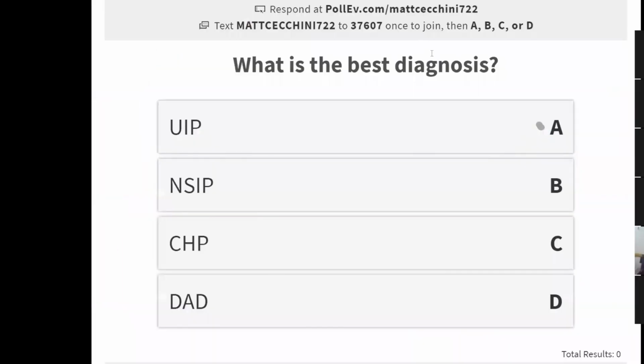So in this case, what do you think the best diagnosis is? Is it A, UIP? Is it B, NSIP? Is it C, chronic HP? Or is it D, DAD?